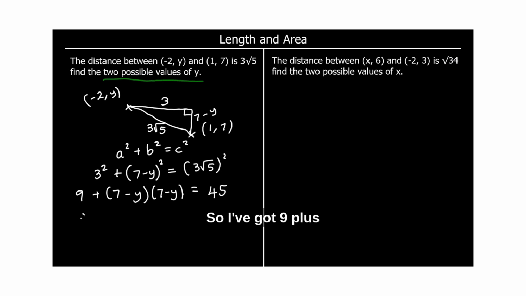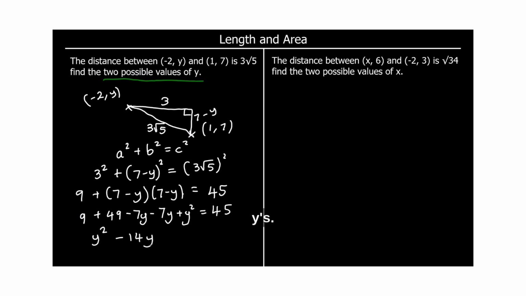And then I'll expand the brackets. So I've got 9 plus 49 minus 7y minus another 7y plus y squared equals 45. Let's make it equal to 0. Get everything over to the left side. So I've got y squared, I've got minus 14 y's, and then I've got 9 and 49, take away 45. So 49 take away 45 is 4. 9 and 4 make 13.